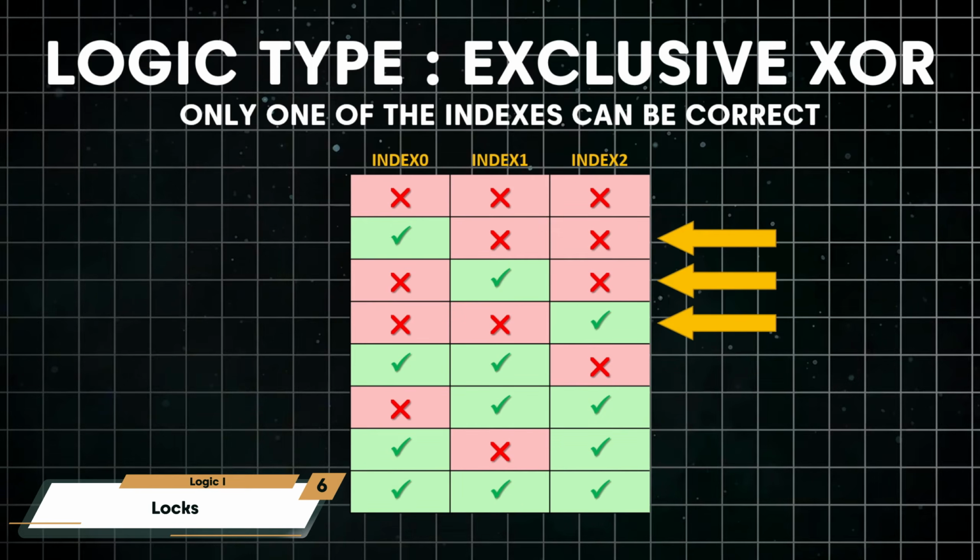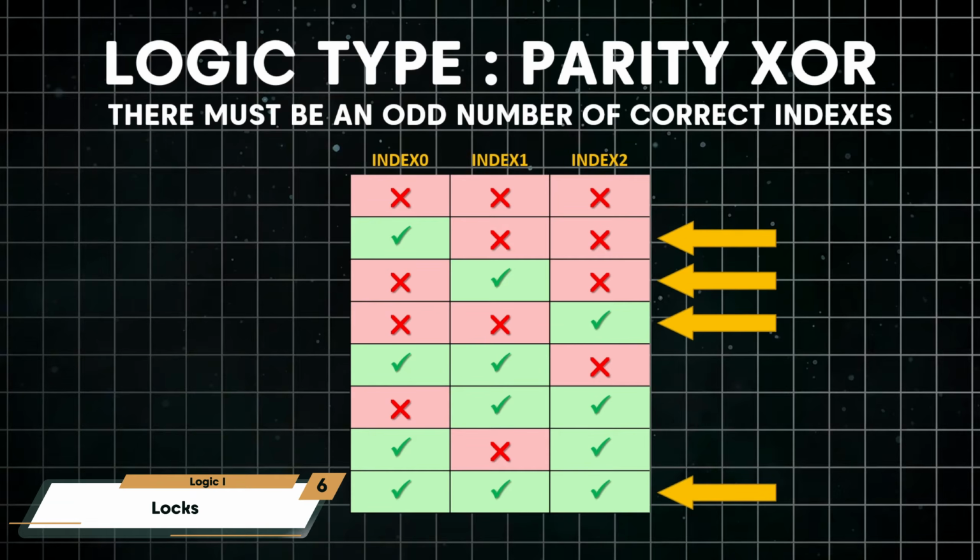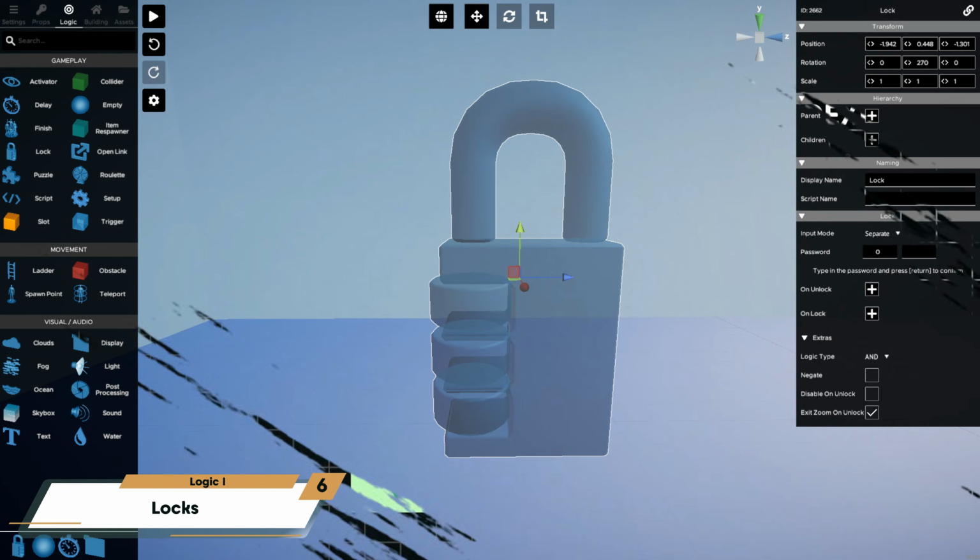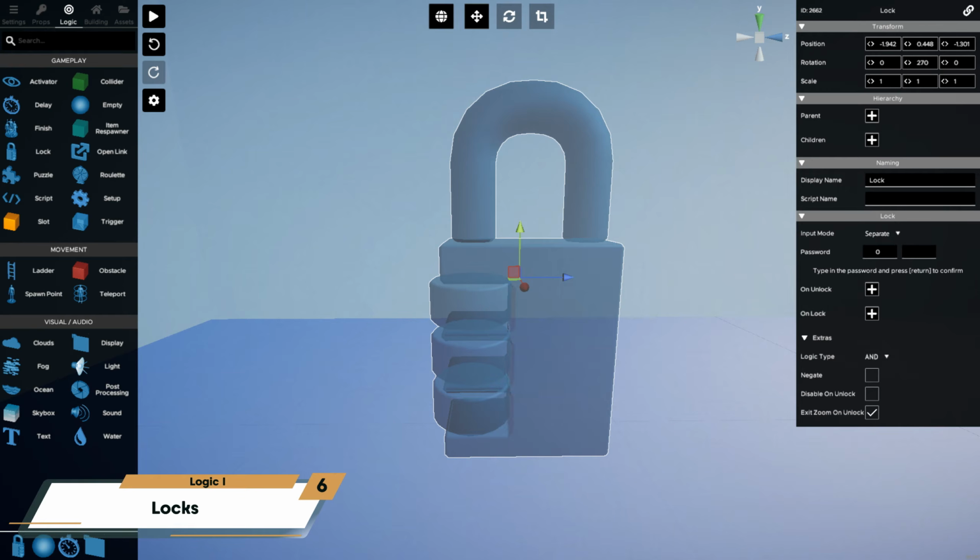Exclusive XOR, only one index can be correct. Parity XOR, there must be an odd number of correct indexes. These other logic types are almost exclusively used with separate locks.